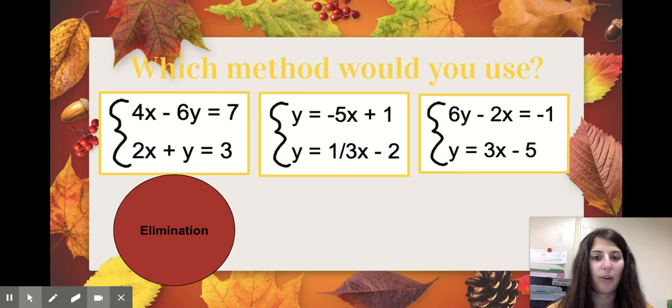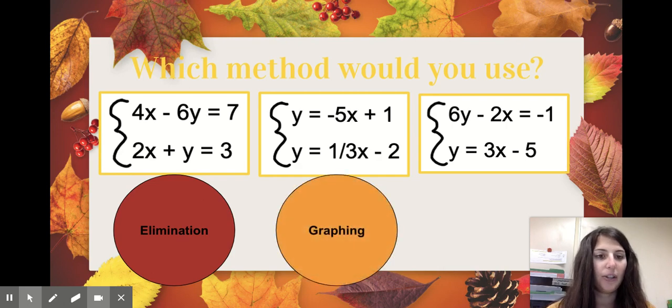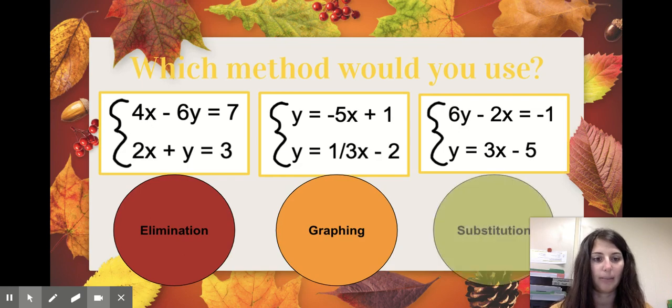For the next one, both equations are in y equals mx plus b form, so they are ready for us to graph. The third one, we have the second equation already solved for y. So all we have to do is take that 3x minus 5 and put it into the top equation for y. This way we have x's and we can solve for one variable at a time. So we're going to use substitution. While all 3 methods will work for all 3 of these problems, sometimes it's more efficient to use one over the other.